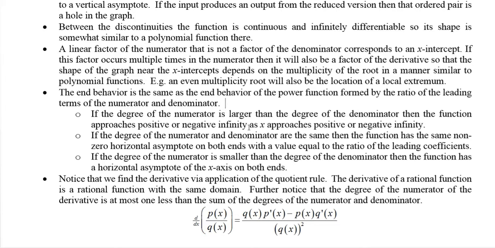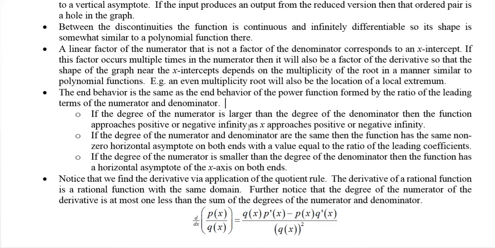So specifically, if the degree of the numerator is larger than the degree of the denominator, then the function approaches positive or negative infinity as x approaches positive or negative infinity. If the degree of the numerator and denominator are the same, then the function has the same non-zero horizontal asymptote on both ends, both the far right and the far left, with a value equal to the ratio of those leading coefficients. And if the degree of the numerator is smaller than the degree of the denominator, then the function has a horizontal asymptote of the x-axis on both ends.